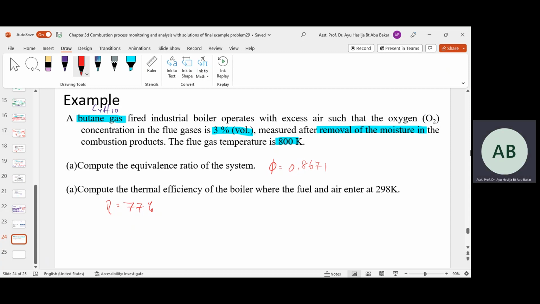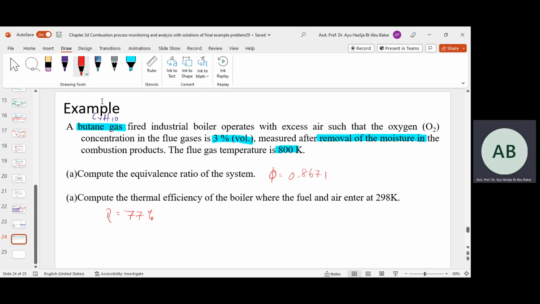Okay, roughly for A, you should be getting 0.8671 for the equivalence ratio. And for the efficiency, roughly around 77%. Around this figure. Try to do it until you get the answer.